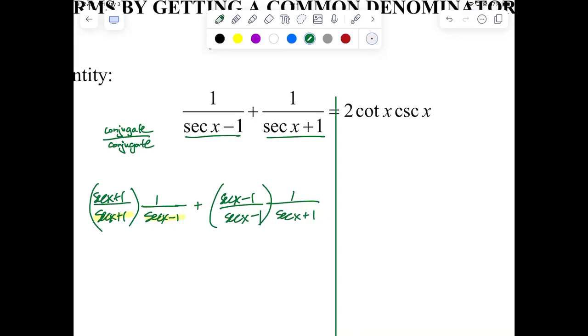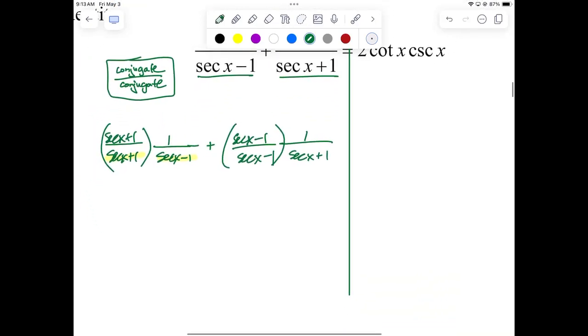We already had this strategy the other day when we were simplifying. I said when you have a 1 minus cosine of x multiplied by 1 plus cosine over 1 plus cosine, that's the conjugate over the conjugate. And anytime you multiply by the conjugate over conjugate, you get a difference of squares. And a difference of squares will set up a Pythagorean substitution. Do you remember that from the other day? Okay, so that's two strategies in one. We're just getting a common denominator. They happen to be conjugates of each other.